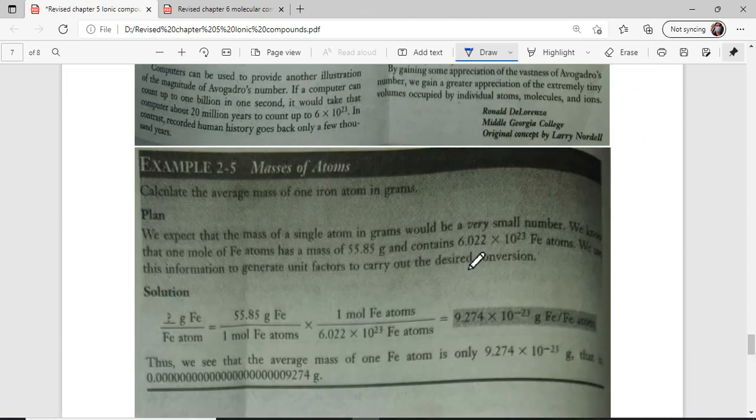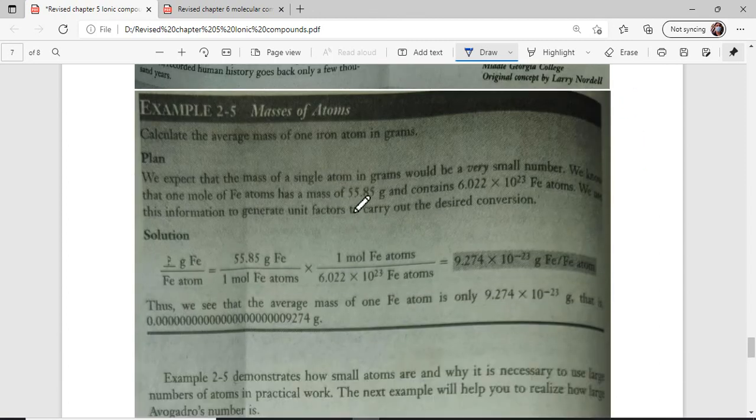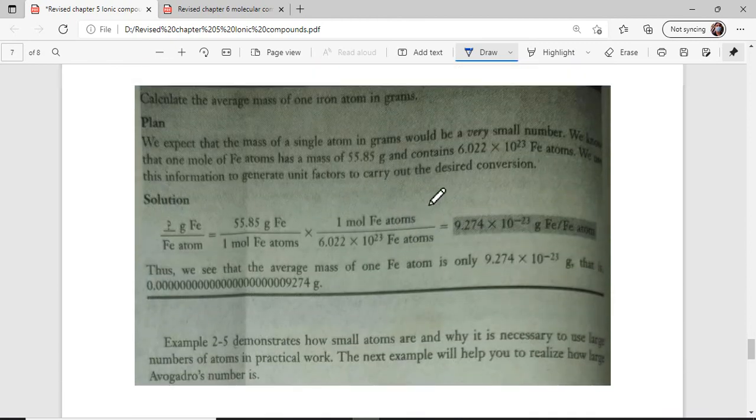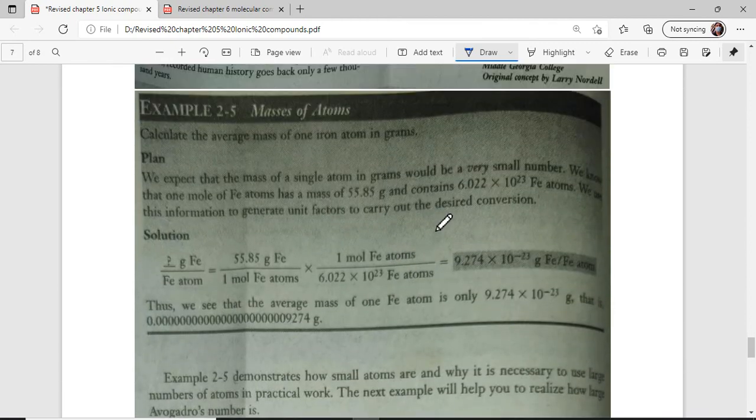Now we have here masses of atoms. You need to calculate the average mass of one Fe iron atom in grams. We need to expect that the mass of a single atom is a very small number. We know that one mole of Fe atoms has a mass of 55.85 grams, and it contains 6.022 times 10 raised to 23 Fe atoms.